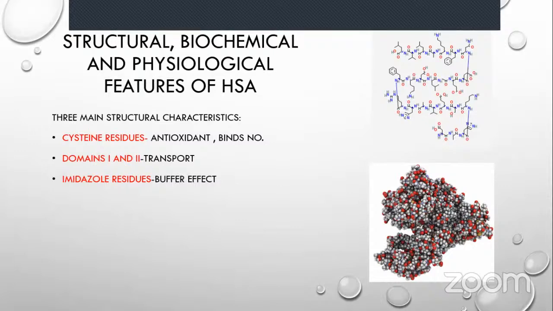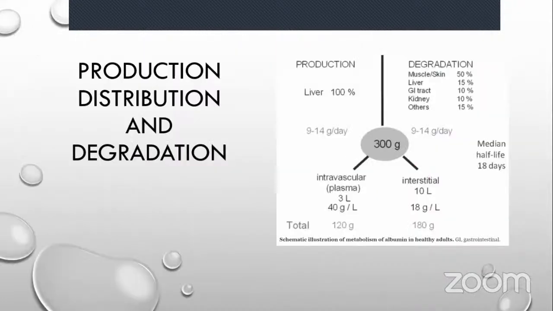And these are the structure and then the globular representation of albumin. Production, distribution, and degradation: solely made by the liver, 100% in the liver, at a rate of 9 to 14 grams per day, and degraded at a similar rate, 9 to 14 grams per day, in muscle, skin, liver, GIT, kidney, and others. Its median half-life we have seen is 18 days. Generally, at any one state, a person will have 300 grams of albumin distributed intravascularly.